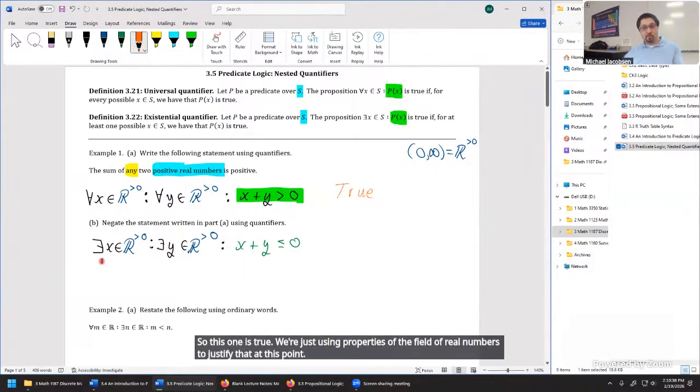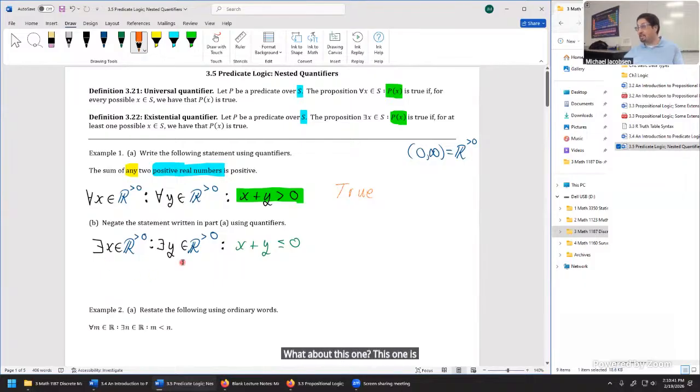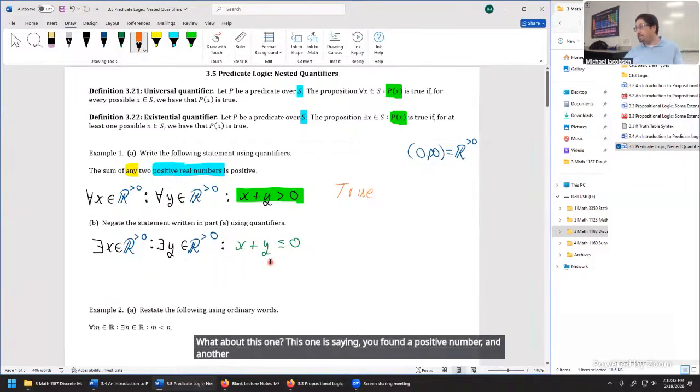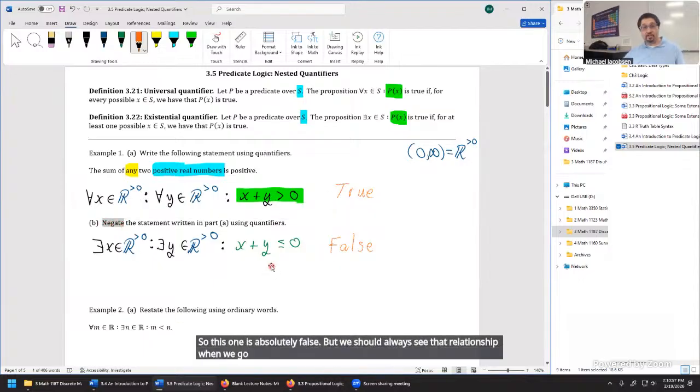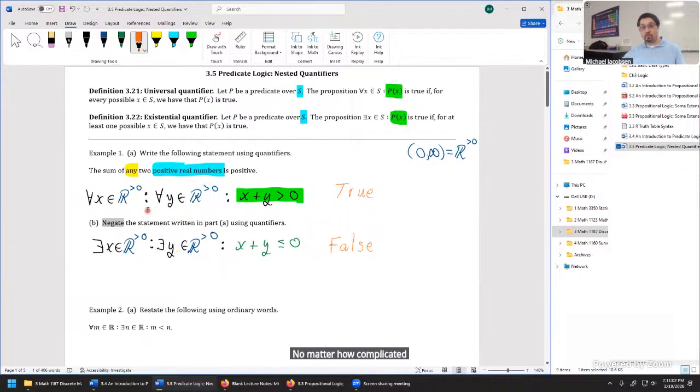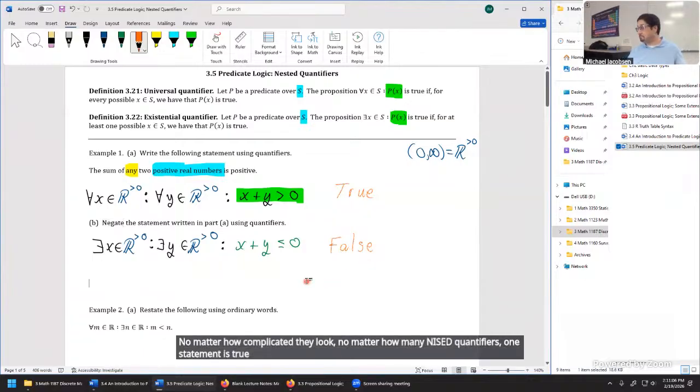But what about this one? This one is saying you found a positive number and another positive number. You added two positive numbers and got negative or 0. That's impossible. You can't even get 0 if one of them is actually positive. So this one is absolutely false. But we should always see that relationship when we go to negate one statement to the other. They should flip. No matter how complicated they look, no matter how many nested quantifiers, if one statement is true, its negation must be false.